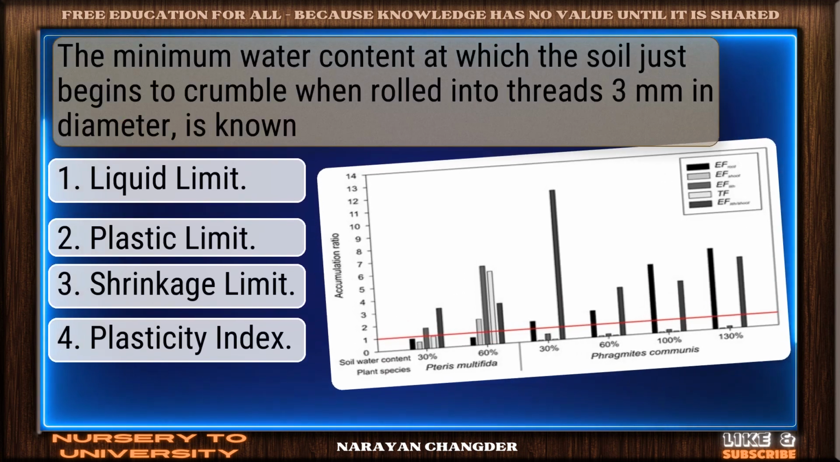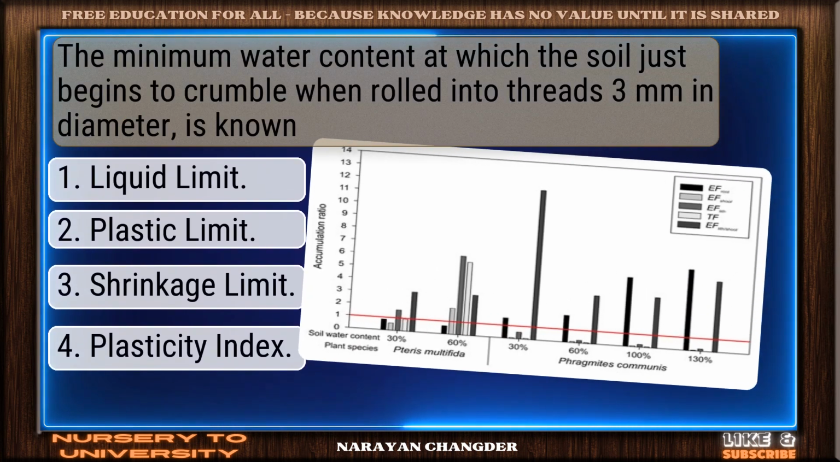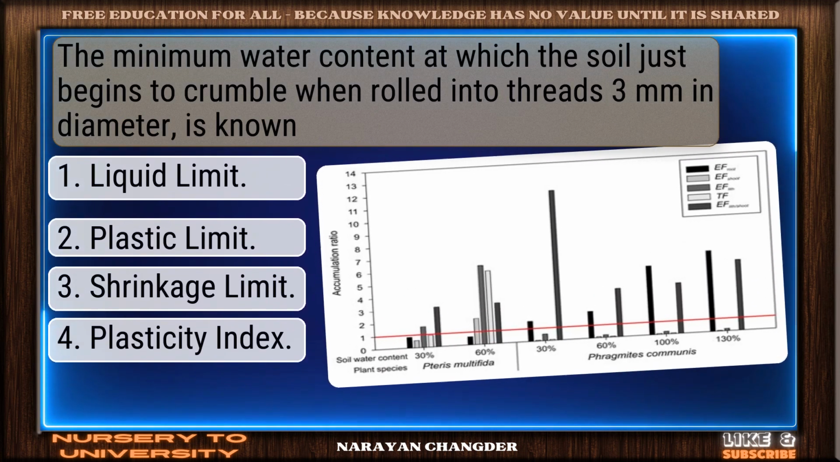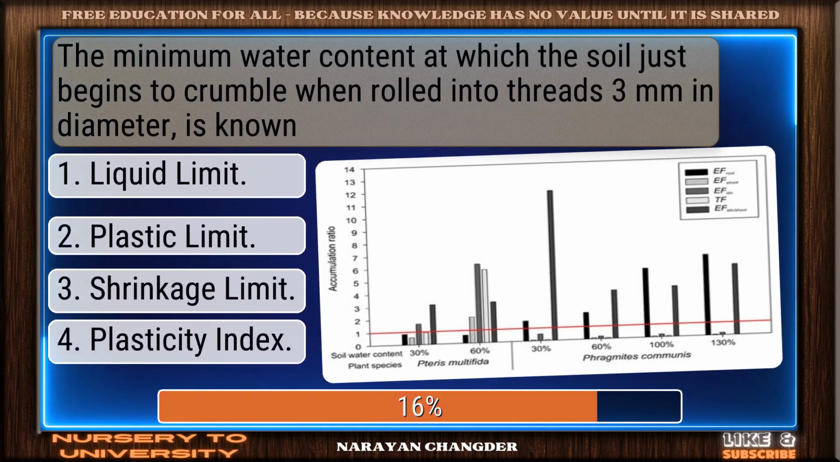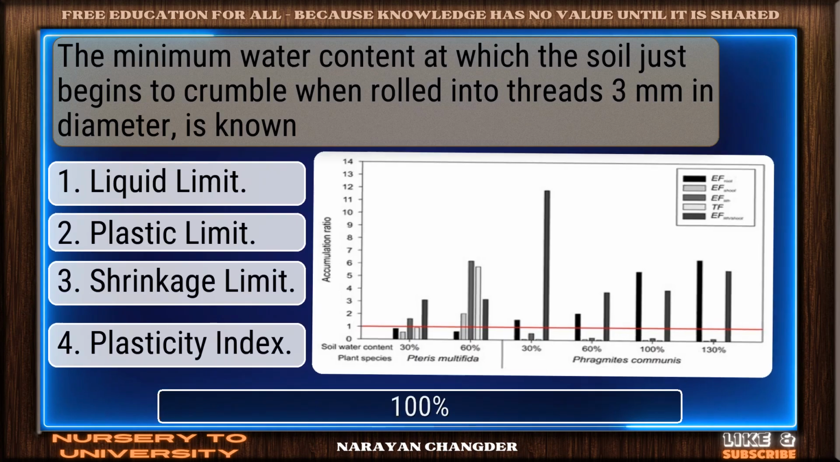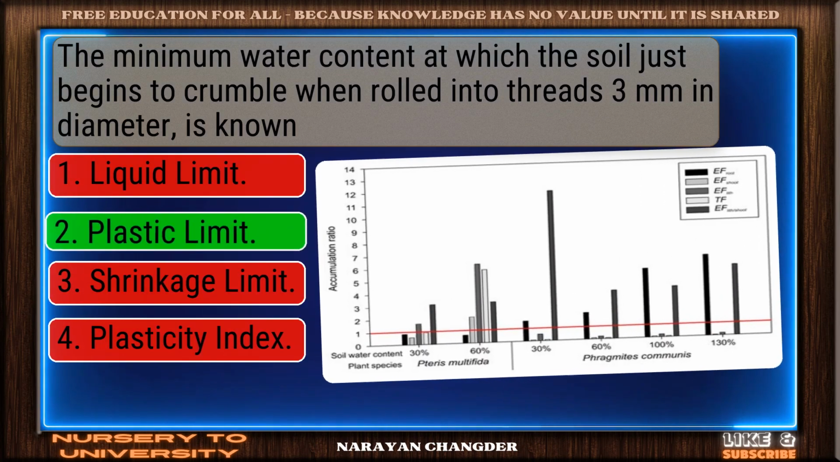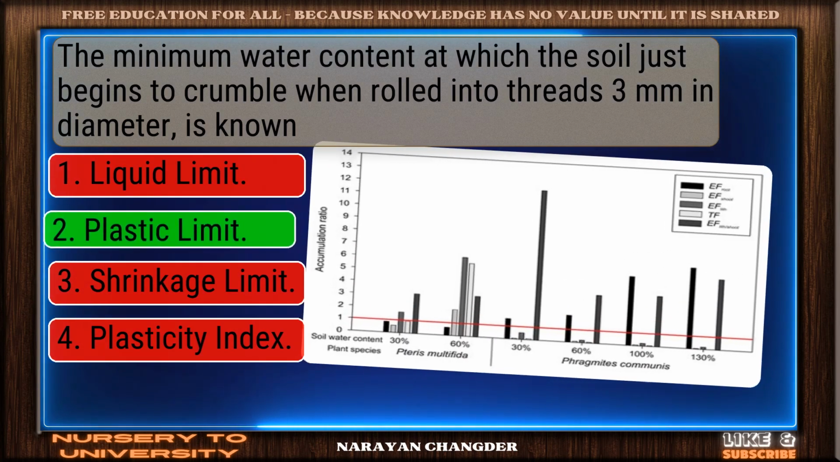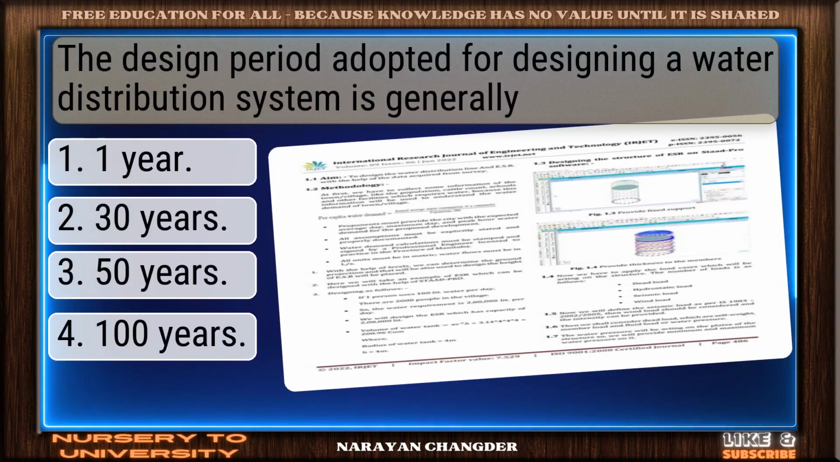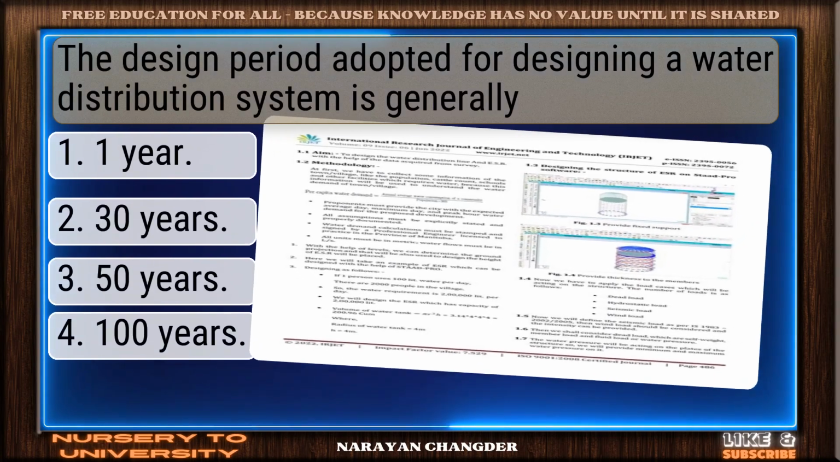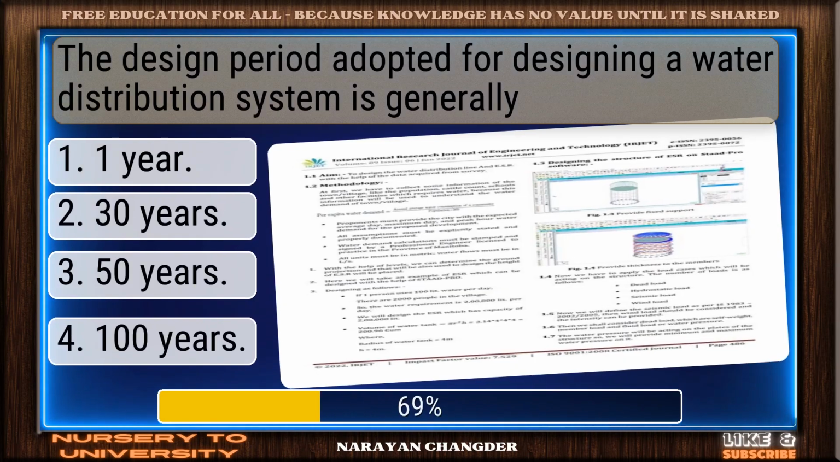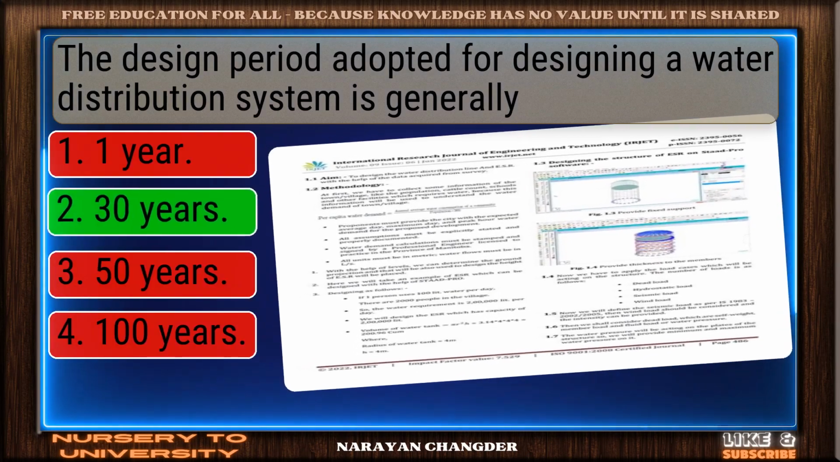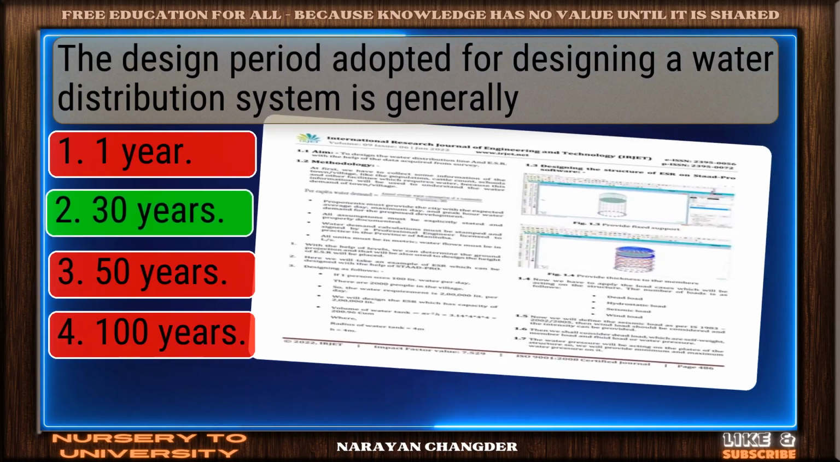The minimum water content at which the soil just begins to crumble when rolled into threads 3 mm in diameter is known as? Nicely done. Plastic limit is a solid answer. The design period adopted for designing a water distribution system is generally? Sharp thinking. 30 years is the right choice.